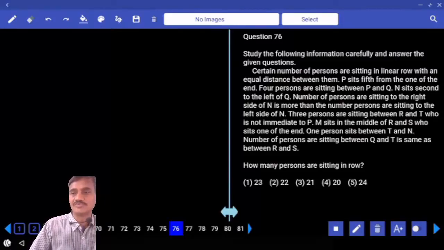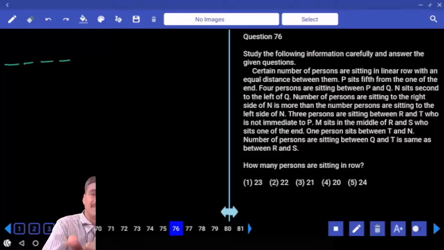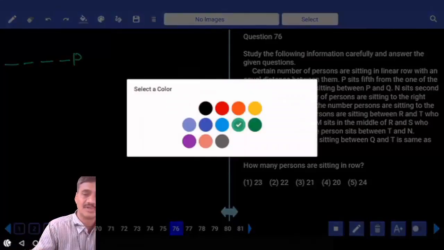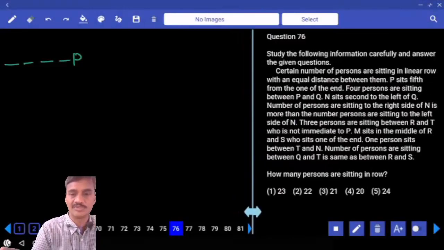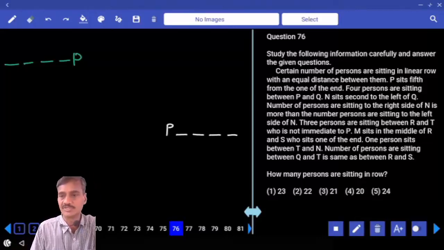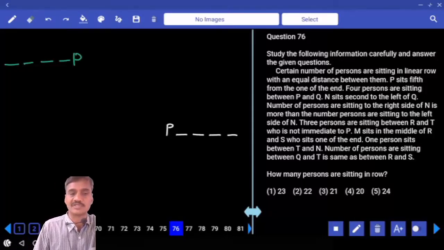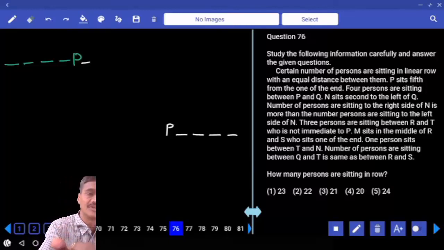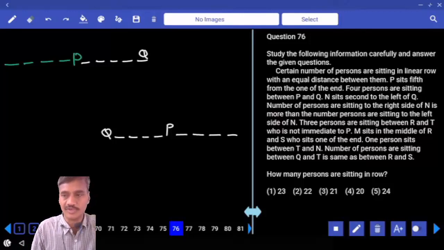And next one, P sits fifth from one of the extremes. 1, 2, 3, 4 and P sits fifth from one of the extremes. P can be fifth from the left extreme or, and what is the other case we have, P is fifth from the right extreme. 1, 2, 3, 4. Now 4 persons are in between P and Q. Now 4 in between P and Q. 1, 2, 3, 4. Q is here. Now here also 4 in between P and Q. 1, 2, 3, 4. P is here. Now 4 in between P and Q.